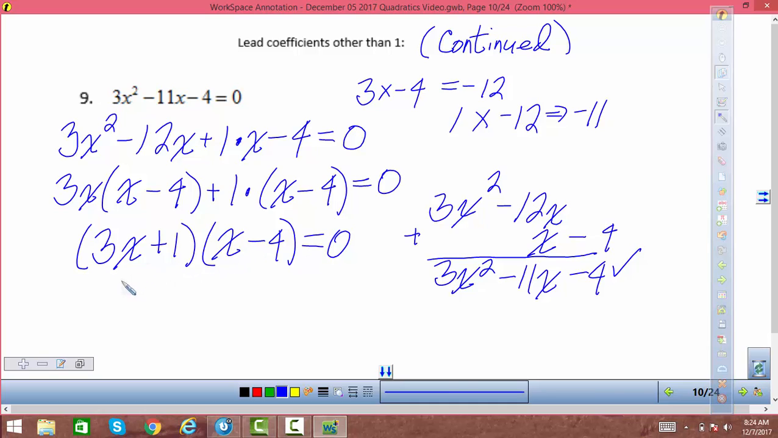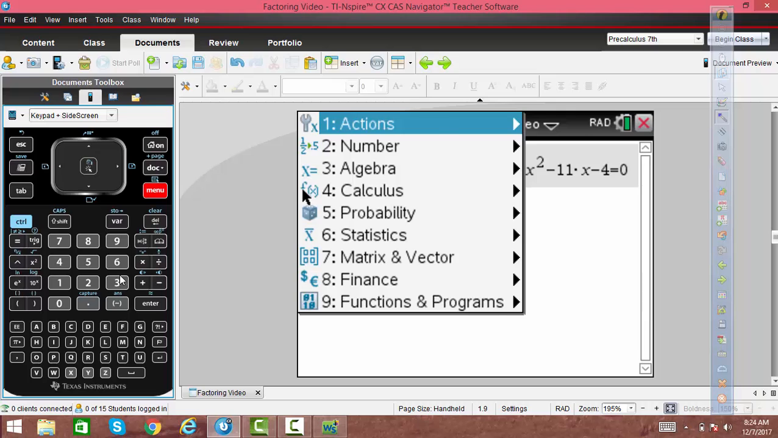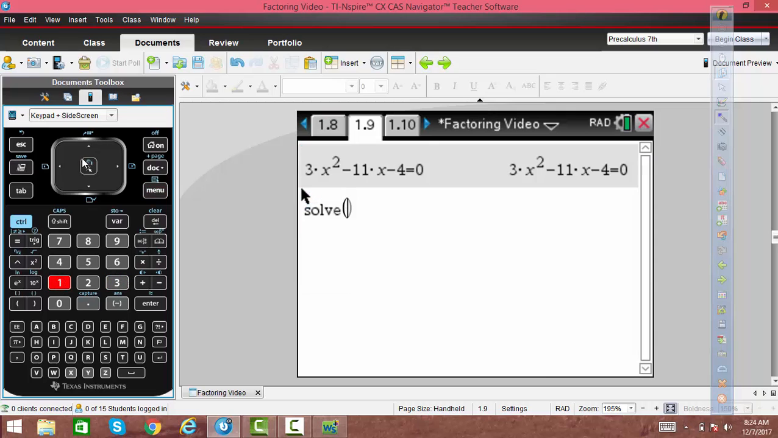So now I need to use the zero product principle. So 3x equals negative 1, x equals negative 1/3, or x equals 4. And we can check that in our computer algebra system calculator. I have the equation here. So I'm going to go menu, 3 for algebra, 1 for solve, go grab the equation, and I need to tell the calculator which variable to solve for. So I put comma x, then hit enter, and I get x equals negative 1/3 or x equals 4. So that is correct.